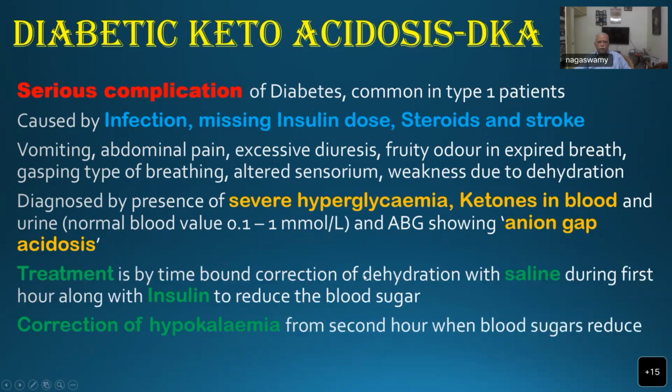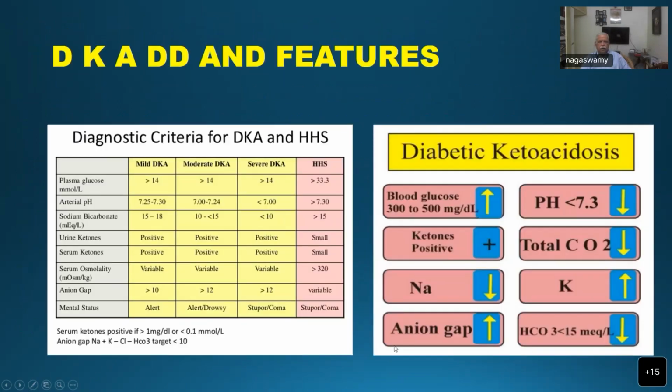Treatment is by rapid correction of dehydration with saline during the first hour, along with insulin to reduce blood sugar. Correction of hypokalemia follows from the second hour. Usually, once you start the insulin, glucose will start entering the cells, and along with that it will drive potassium back in. Potassium comes out to correct for the acidosis. So once the patient starts correcting the acidosis, potassium will go back into the cells and hypokalemia will result. So we have to treat for it.